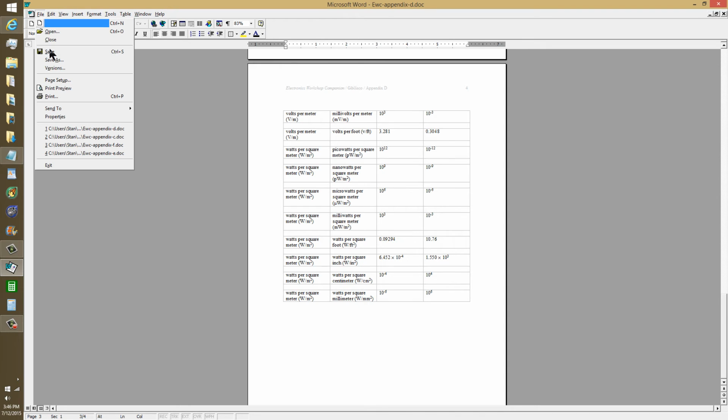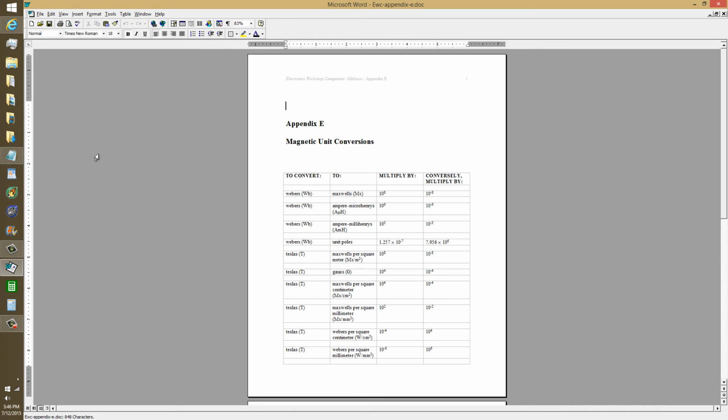Let's go to Appendix E. Magnetic unit conversions. Again, same drill. You ever heard of a Tesla? Well, you have now. To know what it stands for, you'd probably want to read a physics book or something like that. For example, Physics Demystified, second edition, or an electronics book.